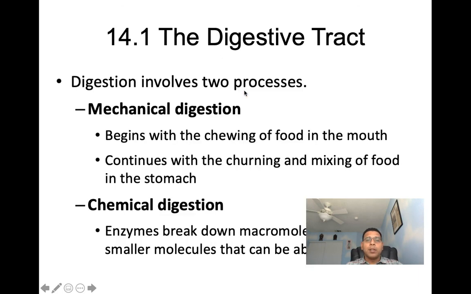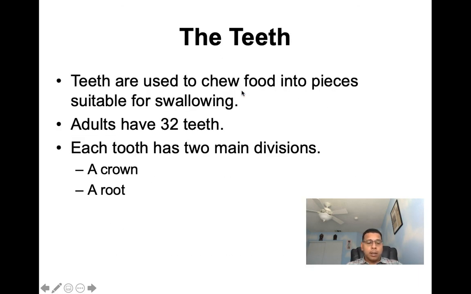All right, let's move then to the teeth. Our teeth are going to help us to chew our food into pieces that are small enough for swallowing. During the first 2 years of life, our smaller 20 deciduous, or we can say our baby teeth, are going to appear. They are going to be replaced eventually by our 32 adult teeth.